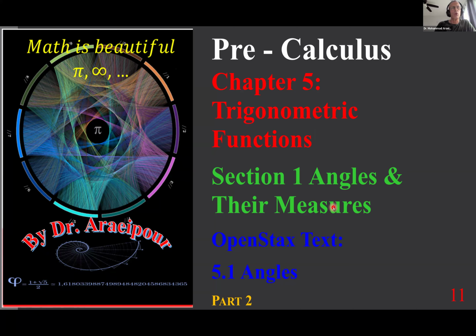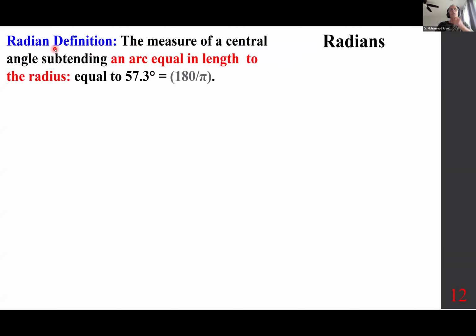Here's the second part. Radian definition: the measure of a central angle subtending an arc equal in length to the radius. And it becomes almost 57.3 degrees. It's 180 divided by pi.